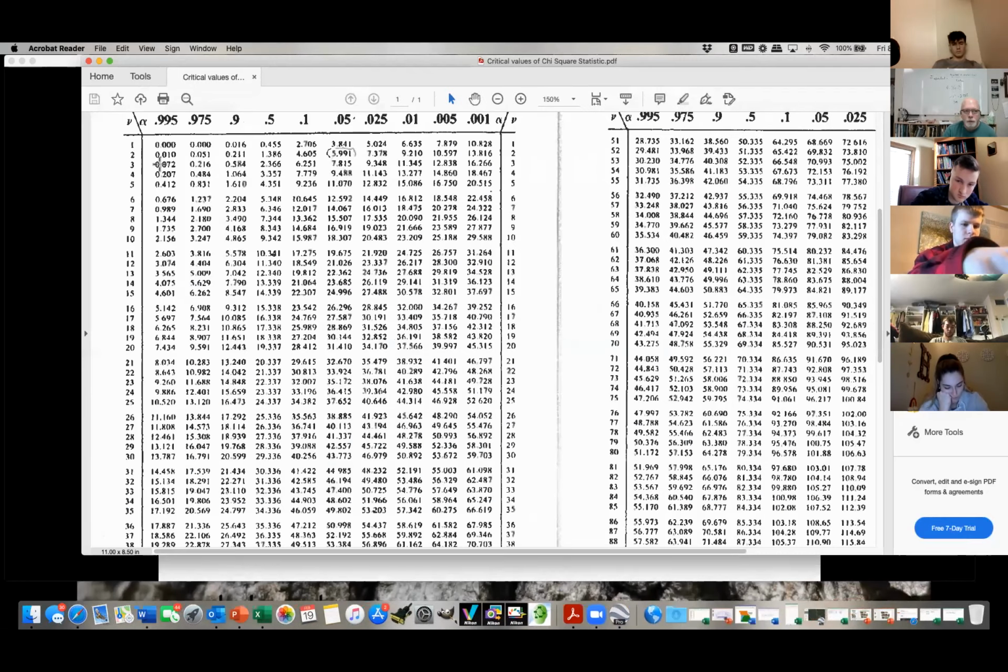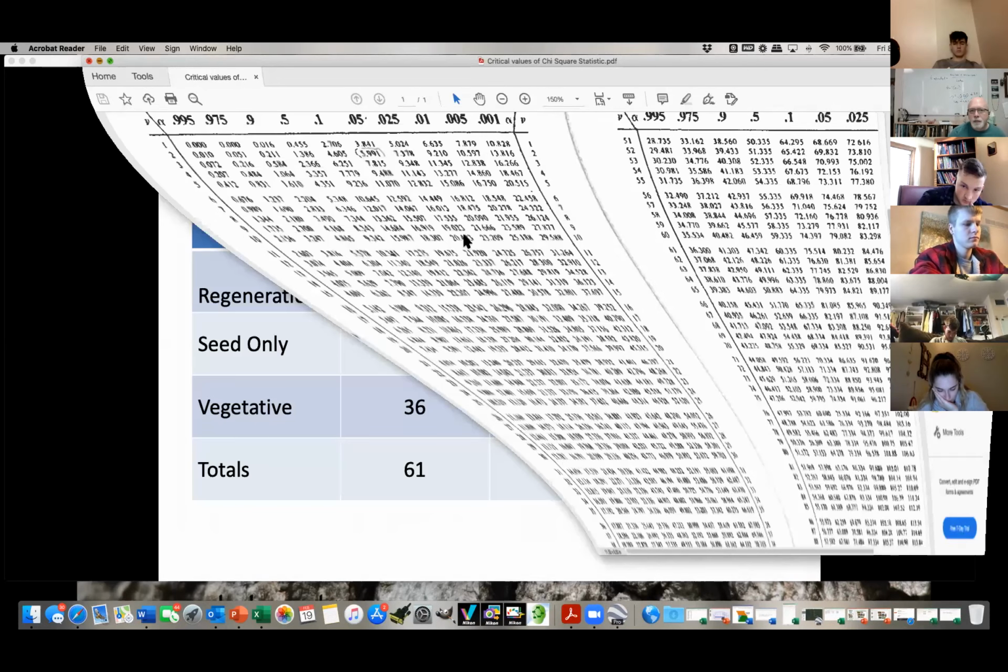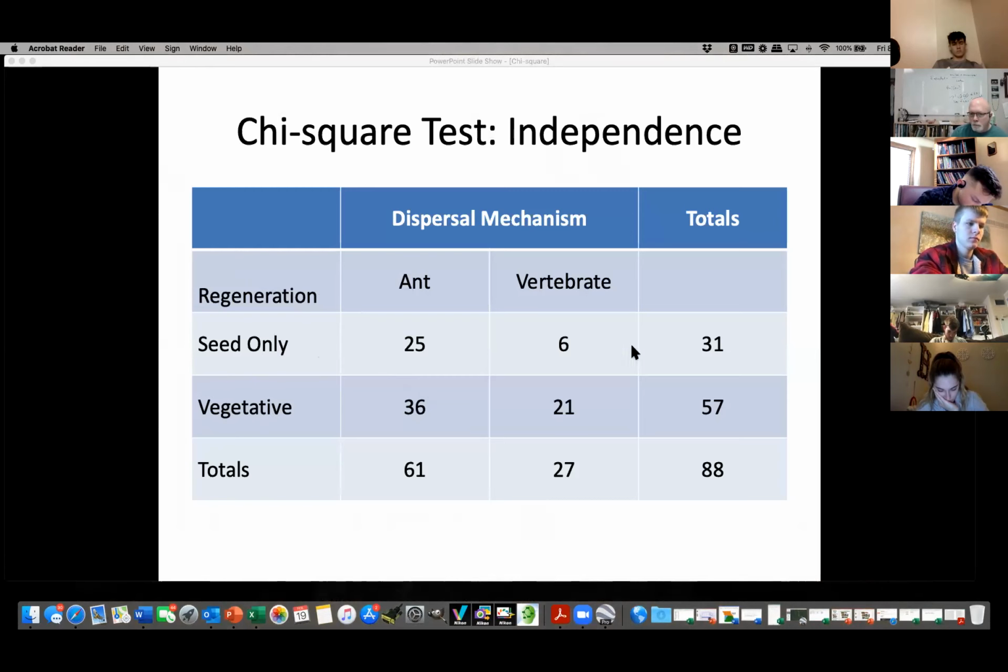So when we go to the table of critical values for chi-square, we need to go to 0.05, and we need to look at the table value at 1 degree of freedom. And we see that the chi-square from the table at 0.05 and 1 degree of freedom is actually 3.841. And so because our observed value is less than 3.841, we would conclude that these things are independent of one another. So the mode of dispersal by vertebrates or ants essentially doesn't have anything to do with the method of regeneration. That's what these data are saying.